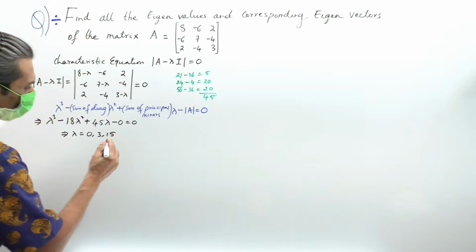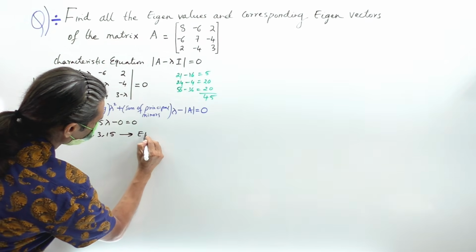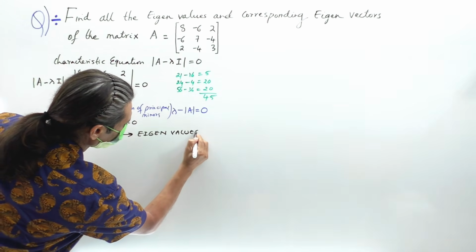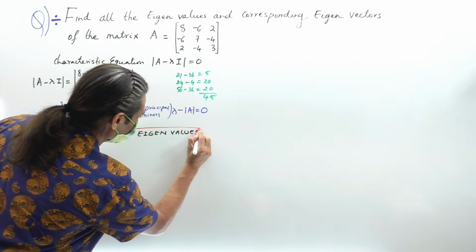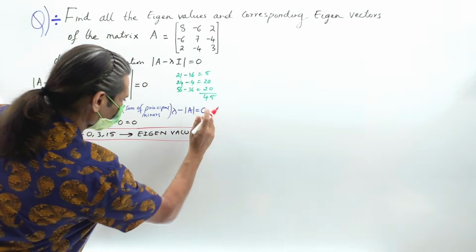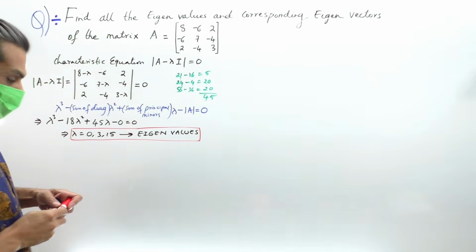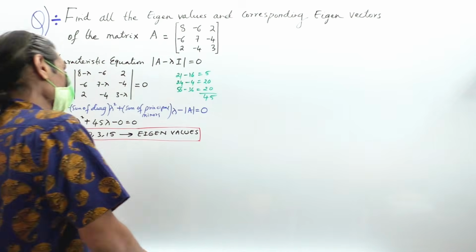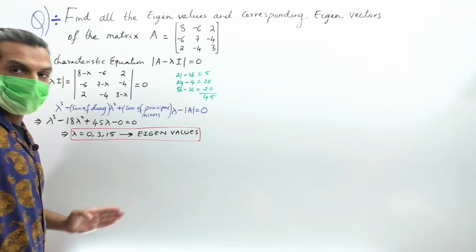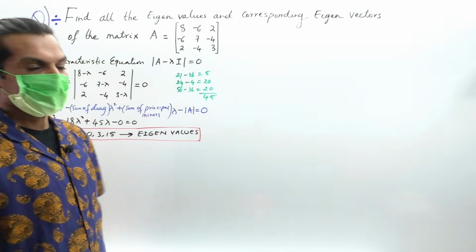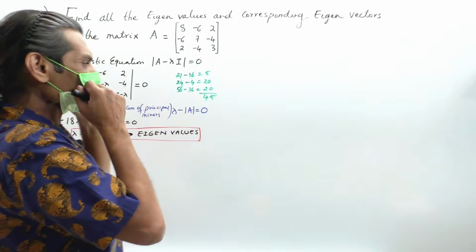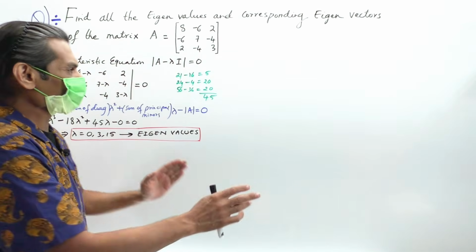Okay, so these values we call it what? I write here eigenvalues. So let me underline it. These are what? The eigenvalues. Which are eigenvalues? Lambda is equal to 0, 3 and 15. Now, for these eigenvalues, we need to find the corresponding eigenvectors. Each value will have its corresponding eigenvector. For 0, a different eigenvector, for 3, a different eigenvector, and for 15, a different eigenvector. Let's see how to do it. I hope you clearly understood this method.